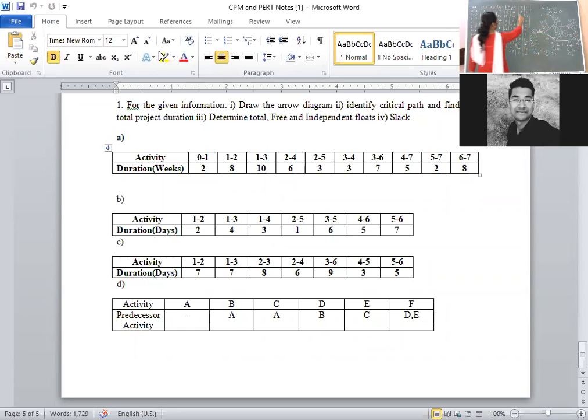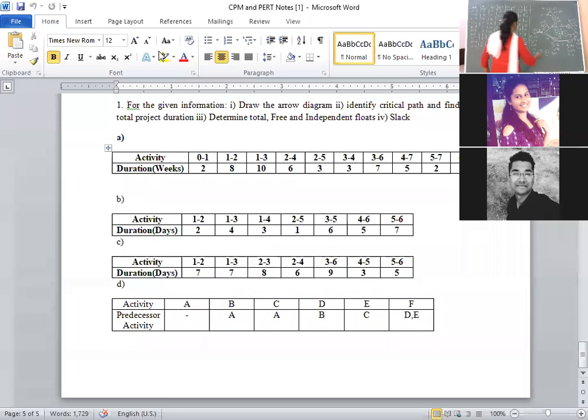Then for free float, total float value is 0. The slack value is 0. 0 minus 0, 0. Similarly, for 1 to 2, the total float value is 6. At node 2, the slack value is 6. That is 6 minus 6, 0. Similarly, 1 to 3, total float value is 0. Node 3, the slack value is 0. 0 minus 0. Like that, you have to compute. Clear? Deepali, understood?